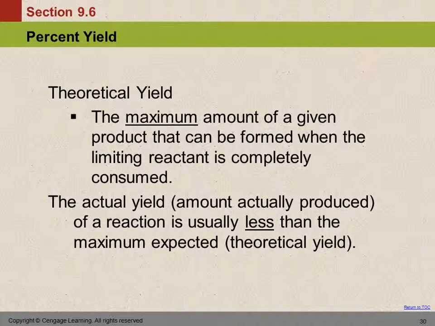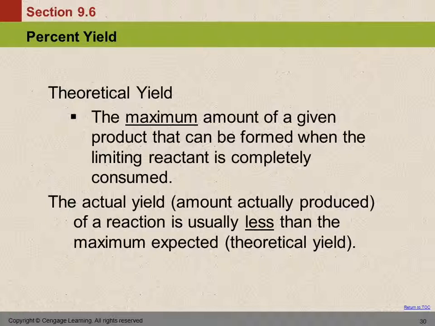So there are different kinds of yield. Theoretical yield is the maximum amount of product that can be formed if the limiting reactant reacts completely. The theoretical yield is what we have been learning how to calculate. When you do a stoichiometry calculation, you do grams to moles to moles to grams and end up with a number, that's theoretical. That is in theory if everything worked perfectly.